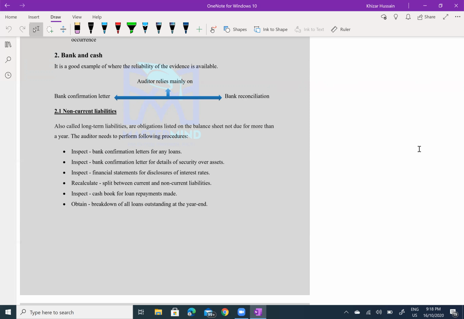And one more thing, when I talk about bank, I remember this happening once. There was a case where the bank confirmation came in, and the figure was big.